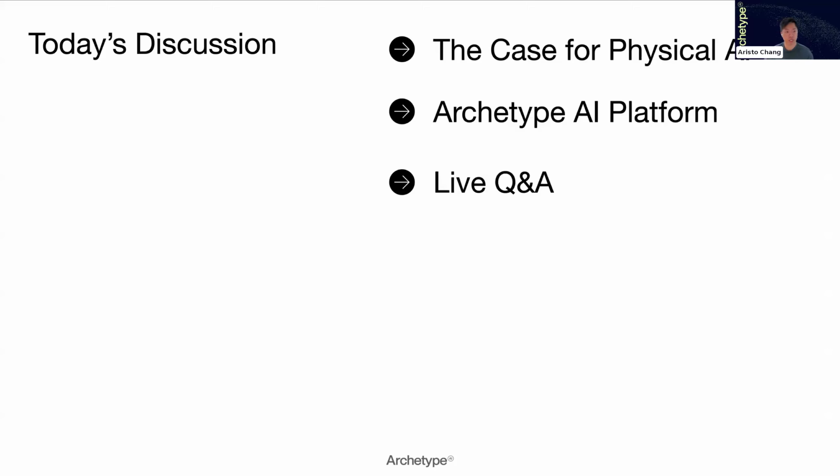For a quick recap of the agenda, we'll start with the case for physical AI, where we'll hear more about the challenges of solving AI in the physical world and how that's different from other language-based use cases, and what we're doing with Newton in order to solve that. We'll then transition to hear more about the Archetype platform and how we're actually taking Newton and applying it to real-world use cases. And then we'll end with a live Q&A where we'll try to go through as many questions as we can.